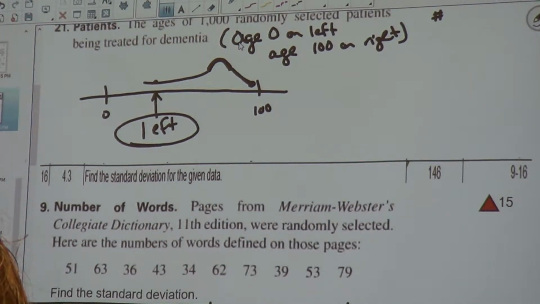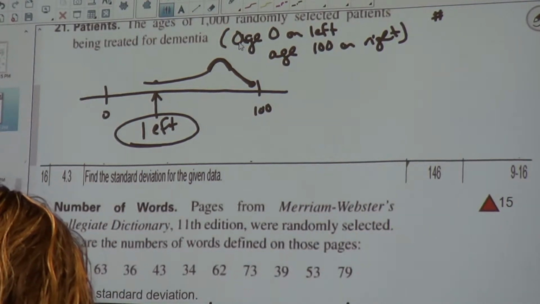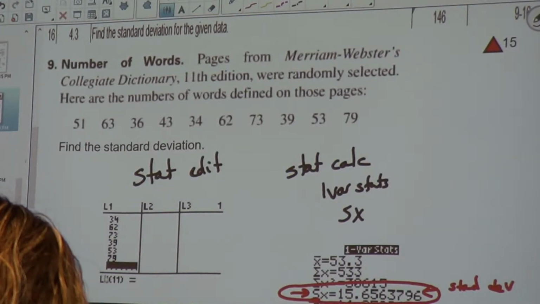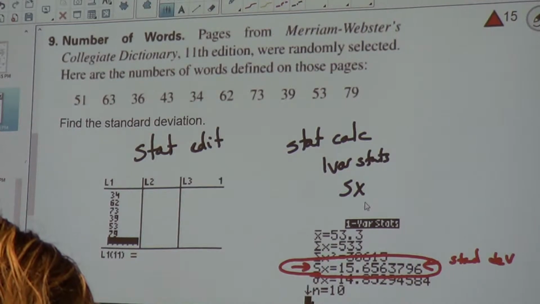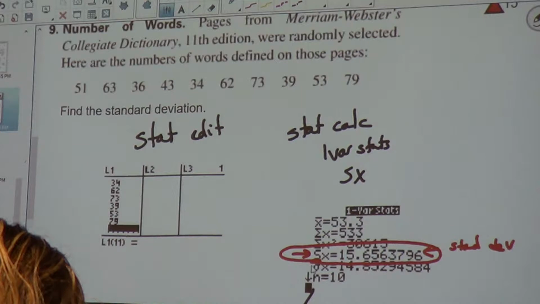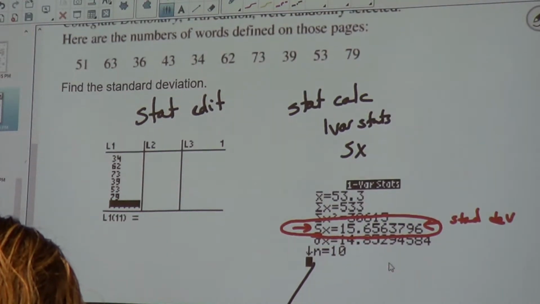Standard deviation. How do we find the standard deviation? Punch it in your calculator. What are we looking for? 1-Var Stats, Sx. Standard deviation is your Sx. So for this one, we do STAT, Edit, type it in, STAT, Calc, 1-Var Stats. We're looking for the Sx. She told me verbatim what I needed to do. Okay? I'm looking for the Sx. That's my standard deviation. Sx, my 6.